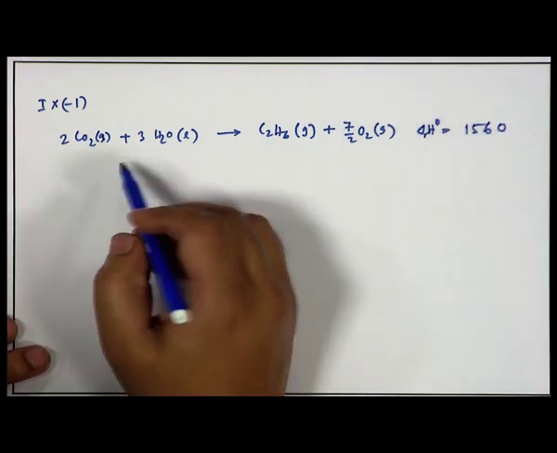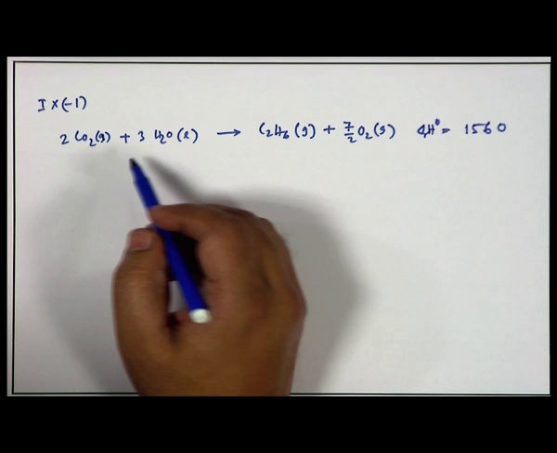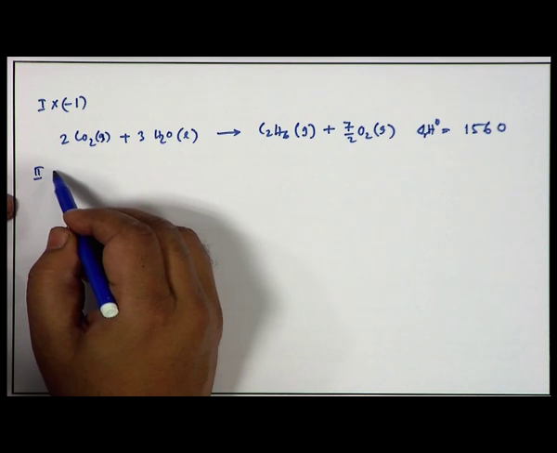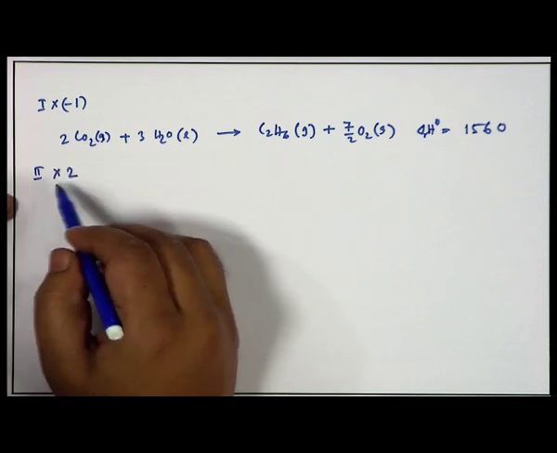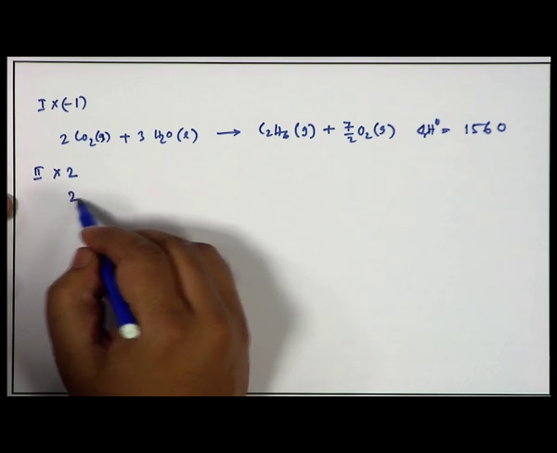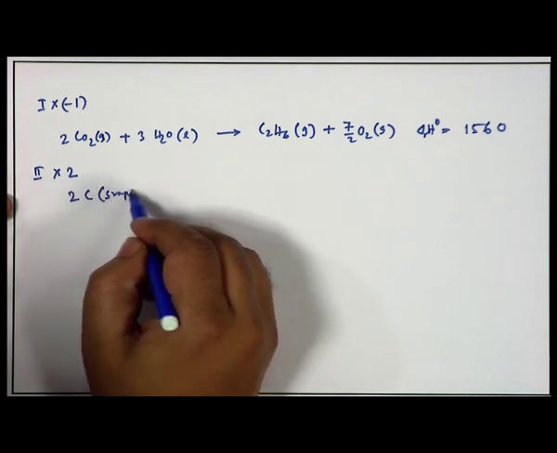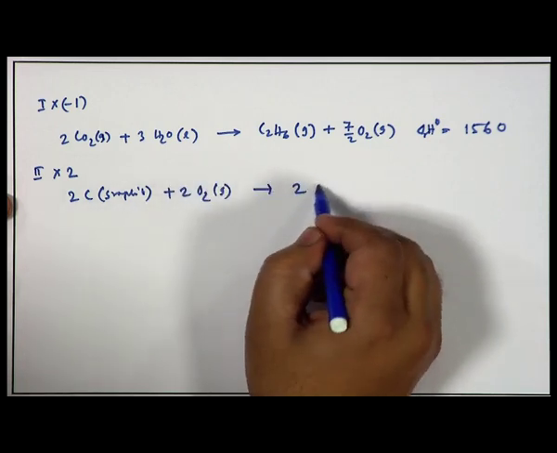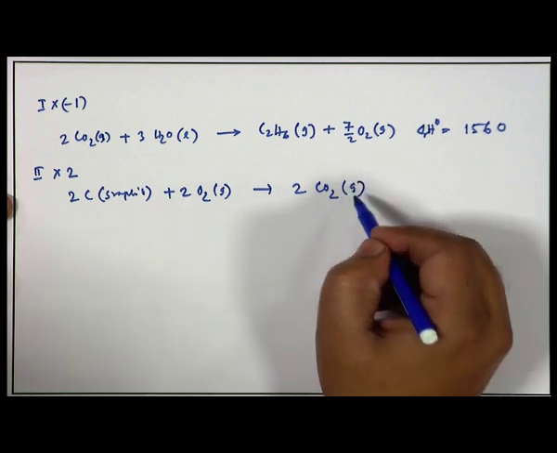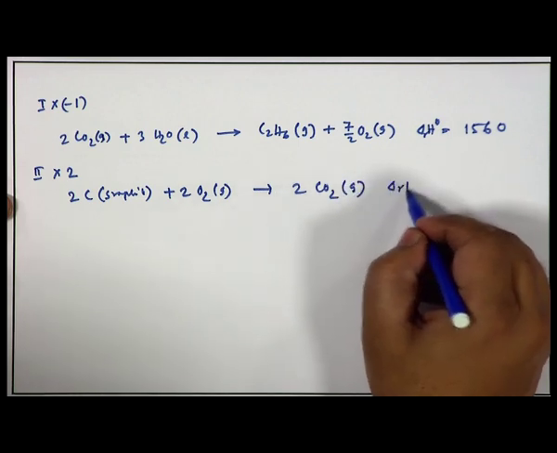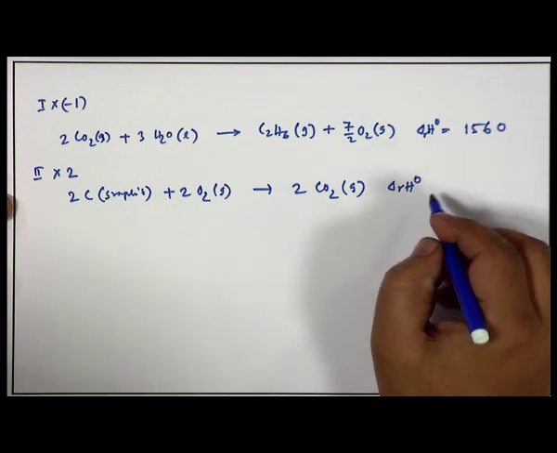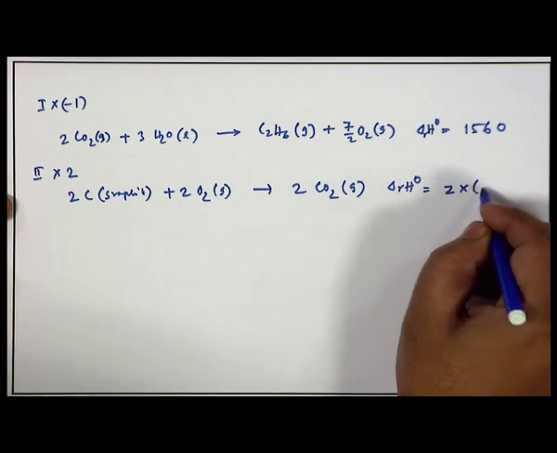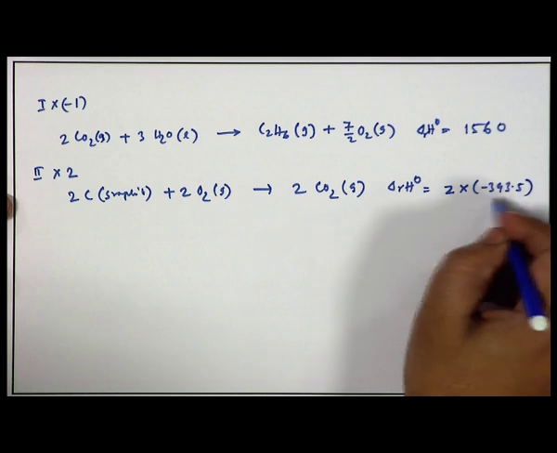Again I am not writing the units just for our convenience. So, in the second reaction we will multiply by 2 to get carbon graphite plus oxygen gas to CO2 gas, and it will be again twice the reaction we had. So, it will be twice multiplied by minus 393.5, which we had earlier.